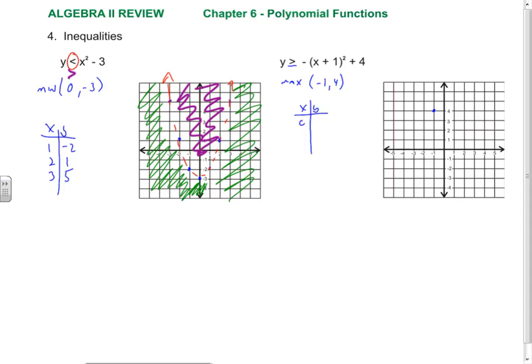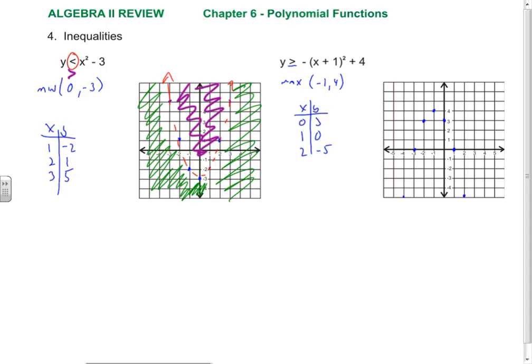I'm already at negative 1. Let's do 0. 0 plus 1 is 1. 1 squared is 1. But you got negative in front, so negative 1 and 4 is 3. So you get 0, 3. Other side of the line of symmetry. Let's go 1. 1 plus 1 is 2. 2 squared is 4. Negative 4 plus 4 is 0. 1, 0. Other side of the line of symmetry. And we'll go one more. We'll go 2. 2 plus 1 is 3. 3 squared is 9. Negative 9. And 4 is a negative 5. 2, negative 5. Right there.